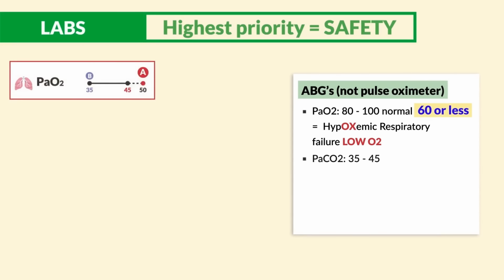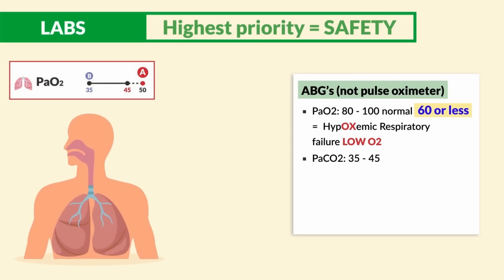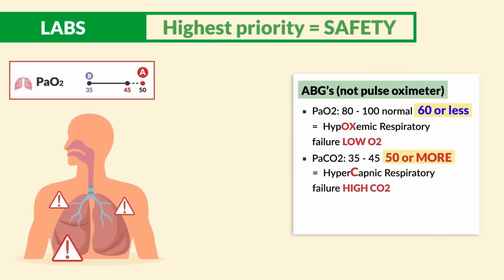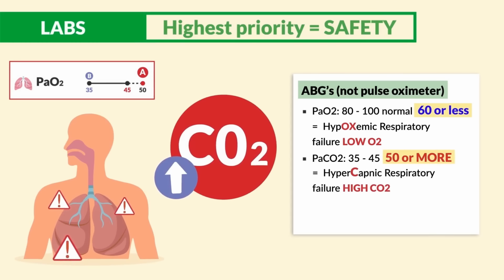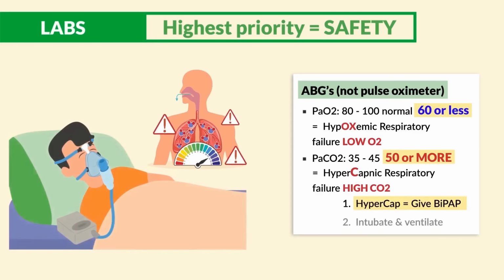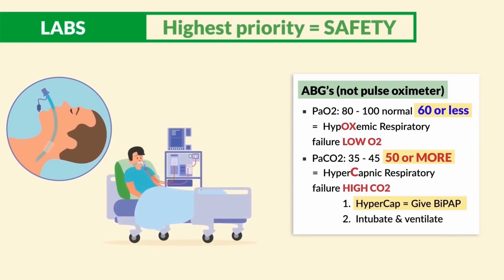And again, a PaCO2 of 35 to 45 is normal. 50 or more can lead to hypercapnic respiratory failure. Just think high CO2 for hypercapnic. So once again, hypercapnic, we give a BiPAP, or we intubate and ventilate.